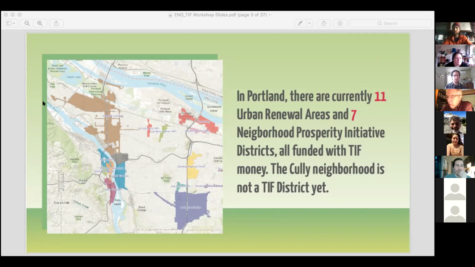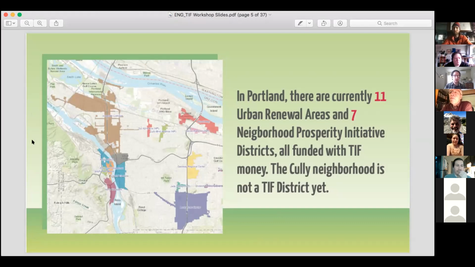The other existing full-scale TIF districts or urban renewal areas you might be familiar with are the Interstate Corridor Urban Renewal Area, which is much of inner north and northeast Portland and includes Mississippi Avenue and Alberta Street, Williams and Vancouver Avenues, and goes all the way out into St. John's. There's also a large urban renewal area in Lents, down in southeast Portland, at the Gateway area, near the convergence of I-205 and I-84. And then a cluster of other ones around downtown and the central east side industrial area.